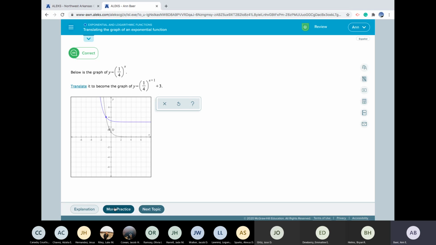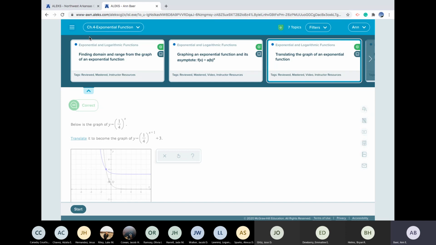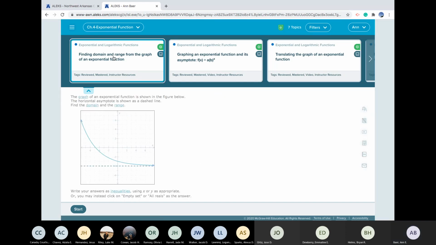Let's look at finding domain and range from the graph of an exponential function. Remember, domain is the set of all x coordinates and range is the set of all y coordinates. D comes before R in the alphabet. X comes before Y in the alphabet. That's how I know domain is the x's and range is the y's. So let's find that topic in the carousel. So finding the domain and range of the graph of an exponential function.